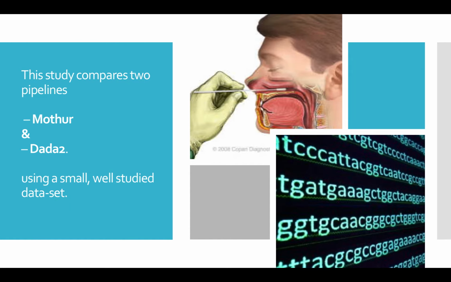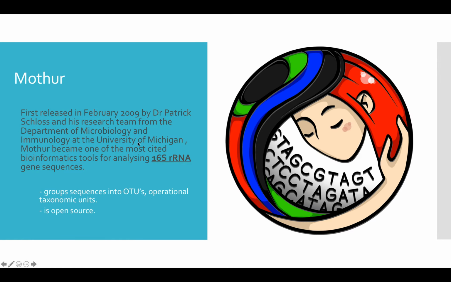This study compares two pipelines, Mothur and Dada2, using upper respiratory samples, the sequences that were generated through NGS, and it's a small, well-studied subset of a bigger set. Of the two pipelines, we're going to have a look at Mothur first.